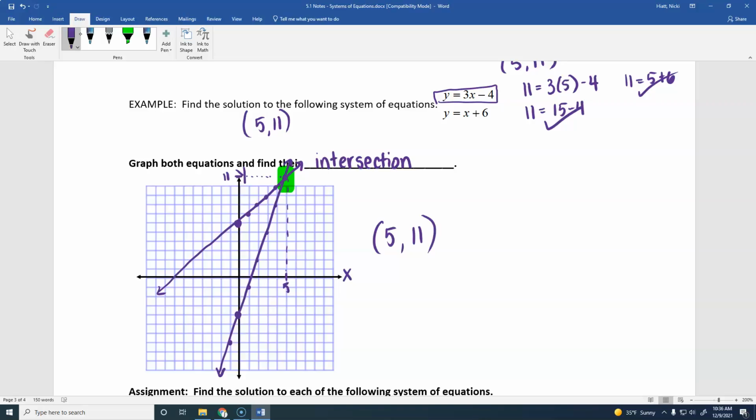If it's y equals like 5, you're gonna go up 5 and then go over like this, right? It's a horizontal line if it's y equals 5.